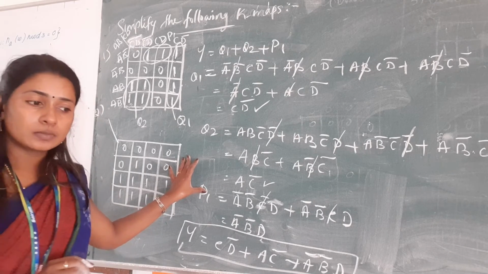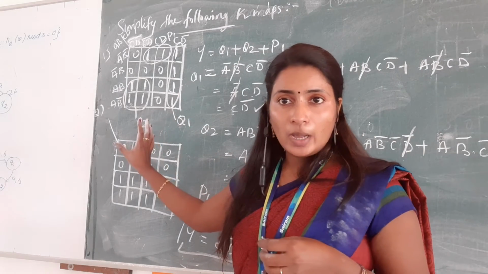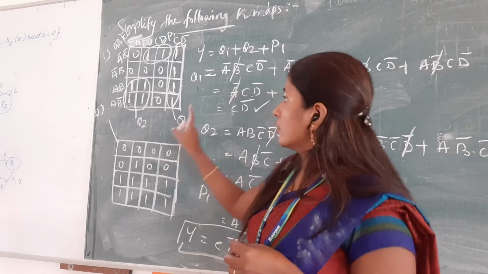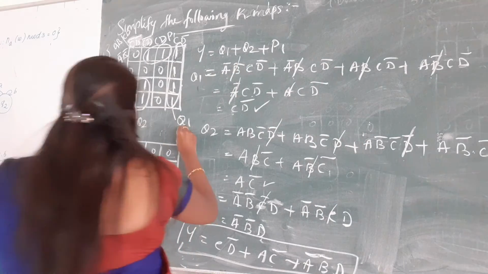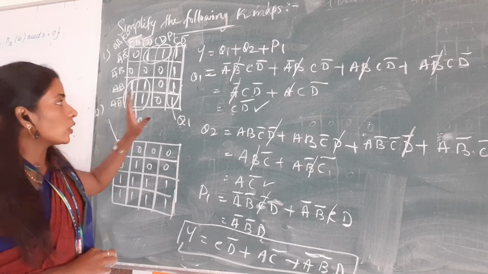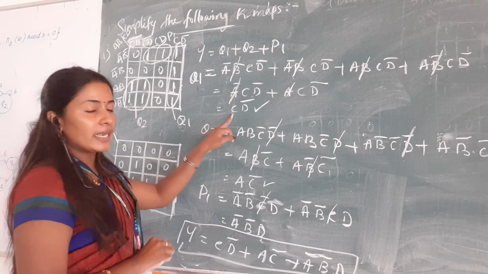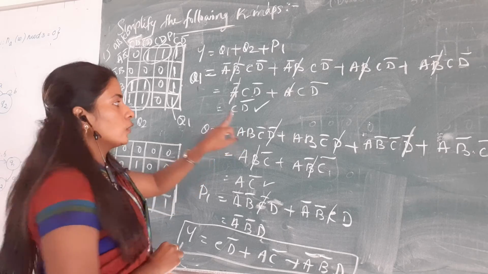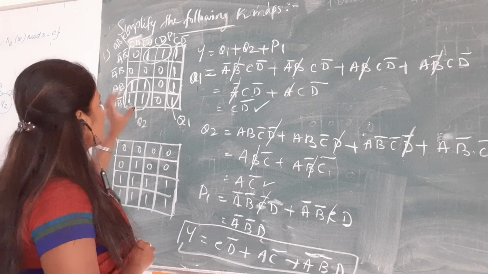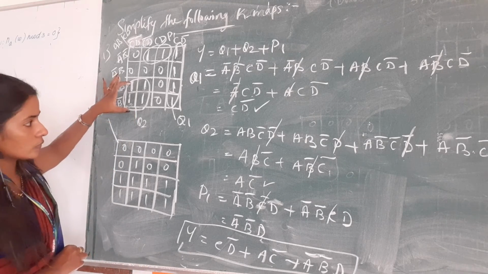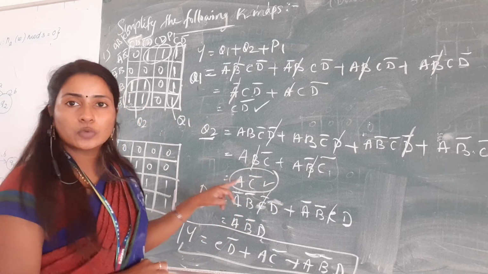See students, this is one important thing while solving the K-map. If you are solving a quad in a 4 variable K-map, you will get a 2 variable result. See, my 2 variables are C and D. You can check the second quad also. Q2 you solve, you again get a 2 variable answer.